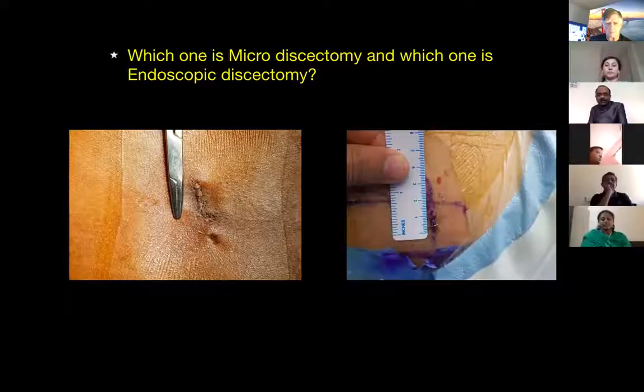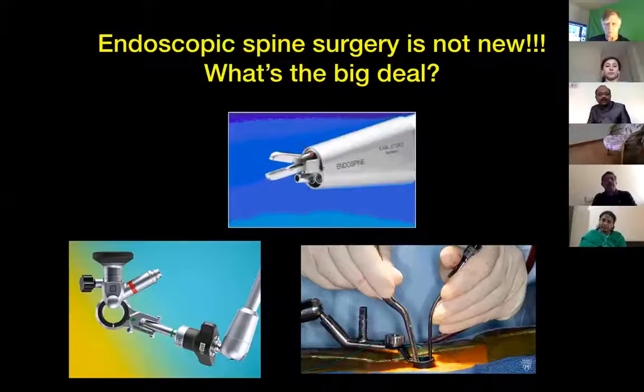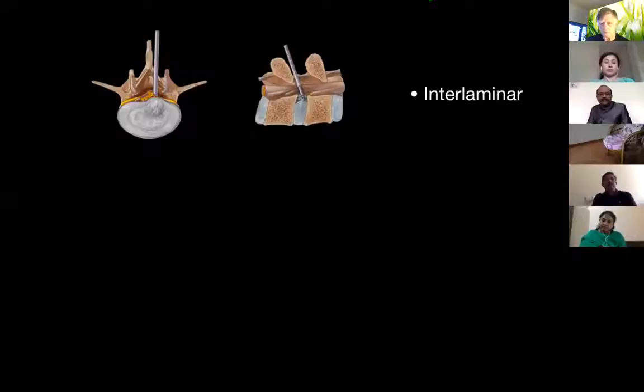So endoscopic spinal surgery has been in the works. What is the big deal? Destandau has introduced lots of endoscopic techniques. Lots of tubular retractors are in the market. So what is the big difference? All these techniques have been dealing only with the interlaminar approach.